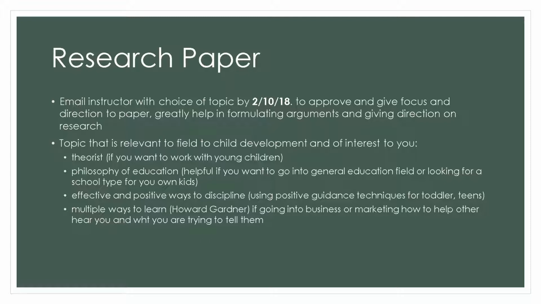If you want to go into general education, elementary school, middle school, or high school, or you're looking for a specific type of education for your own children, so you have a 2-year-old or a 3-year-old and you're looking to find a preschool for them, then choose a philosophy of education. So Montessori, Reggio Emilia, academic-based preschools, you know, stuff like that. A specific way of teaching children is going to help you if you want to be a general educator within a public school, or you're looking for school for your own children.